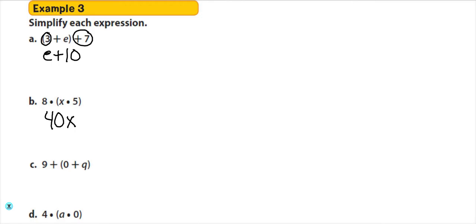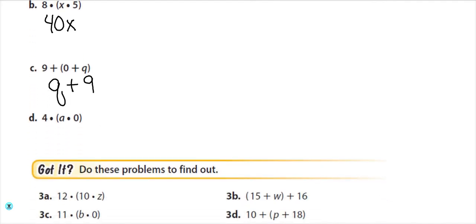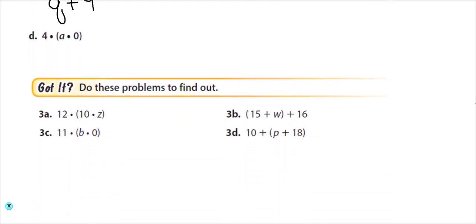All right, let's take a look at letter C. We have 9 plus the quantity of 0 plus q. Well, again, you can't put q with anything else because everything's addition. You got to do it with multiplication. So we have 9 plus 0, which is still 9, and then we have q. So this is going to be q plus 9. Okay, letter D. We have 4 times a times 0. Anything times 0 is 0.